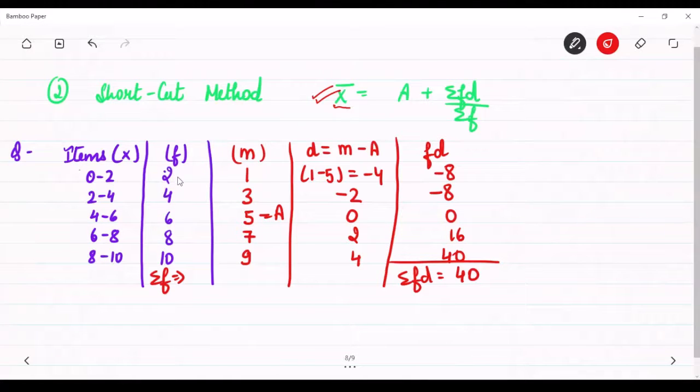The sum of all these frequencies is 6. 6 plus 6, 12. 12 plus 8 is 20. 20 plus 10 is 30. So let's put the values in the formula. A is 5 plus sigma FD is 40 and sigma F is 30. So let's calculate it. 15 plus 4 upon 3, it is 19 by 3.